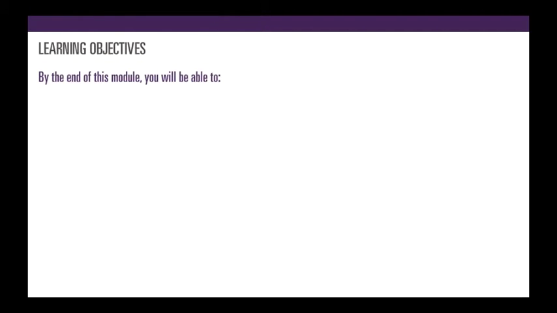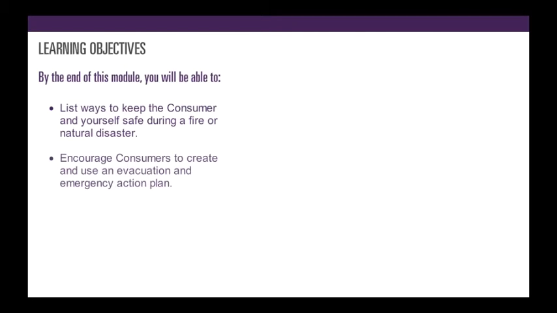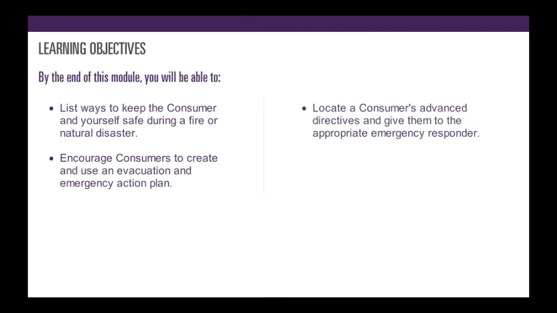Now let's review the module objectives. By the end of this module, you will be able to list ways to keep the consumer and yourself safe during a fire or natural disaster. Encourage consumers to create and use an evacuation and emergency action plan. Locate a consumer's advanced directives and give them to the appropriate emergency responder. Identify whom to contact in an emergency.